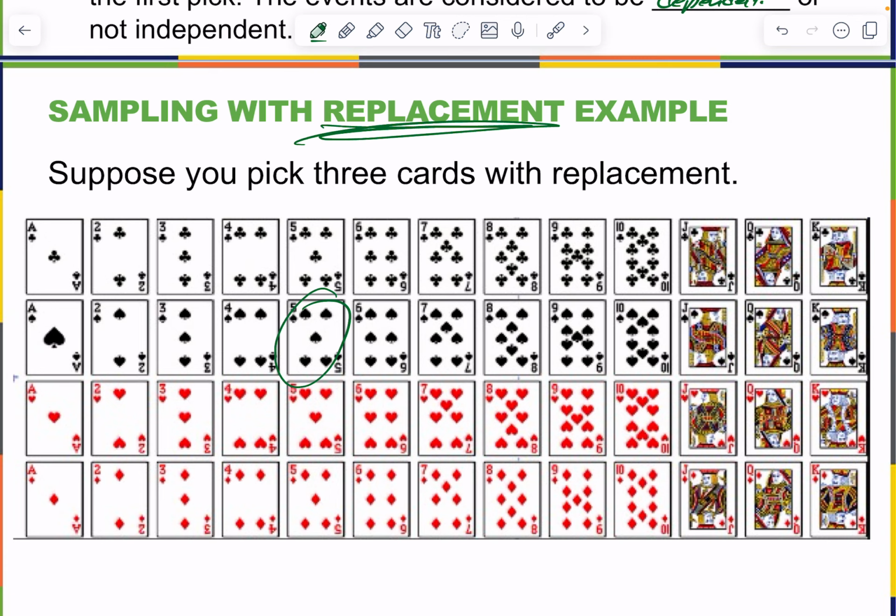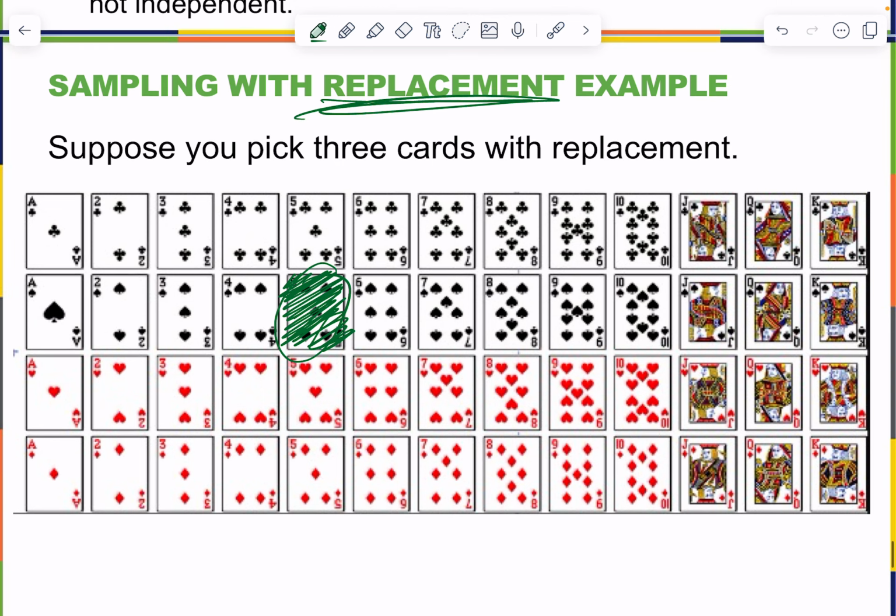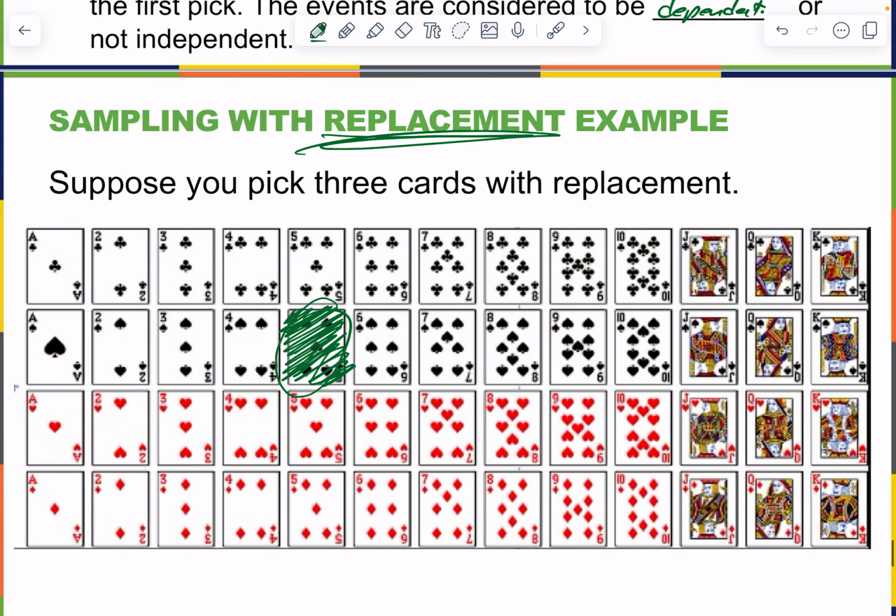If I did not replace, and I draw without replacement, my first draw is the 5 of spades, that is now no longer a possibility for my second draw. So the probability of getting a particular card on the second draw is going to be 1 out of 51. The denominator changed. It's not the same as it was before, and that means that it affected it. So there's a dependence, and those are dependent events.